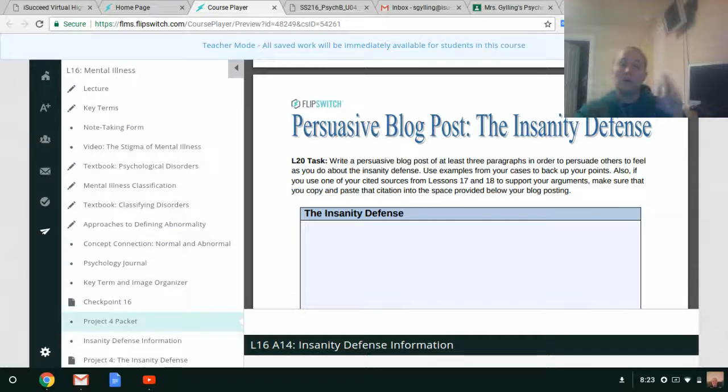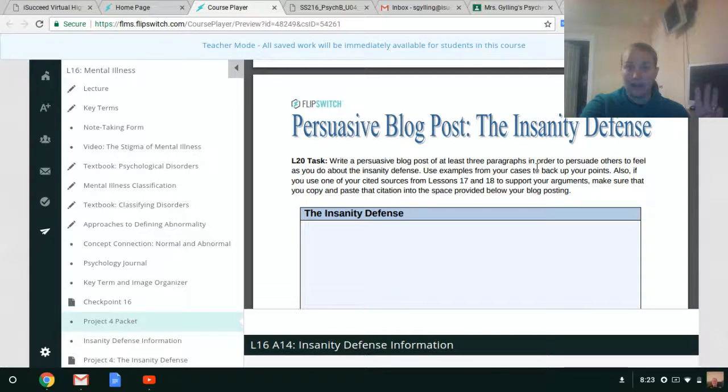You're not going to look at both. You're not going to just say, oh, well, the insanity plea is good and it's bad. You're going to take a stand. You're going to say the insanity plea is good and tell me your reasons if you think it's good. If you think it's not a very good idea, then you're going to say it's not a good idea, and this is why. It says write a persuasive blog post of at least 3 paragraphs.